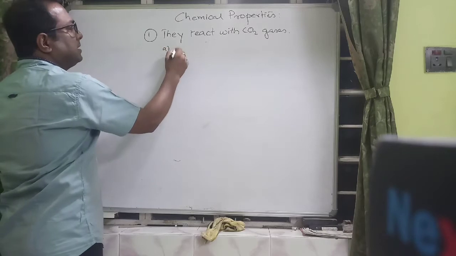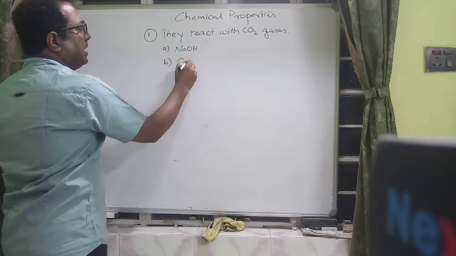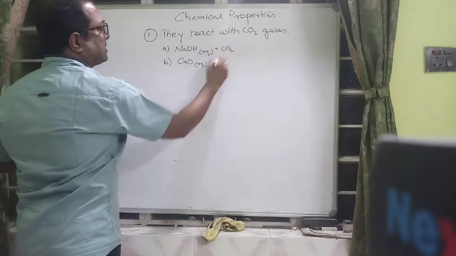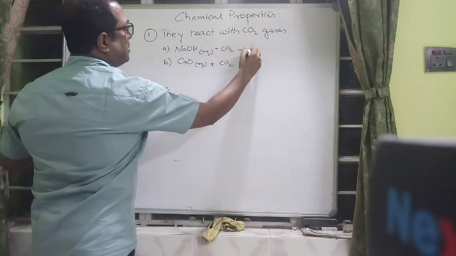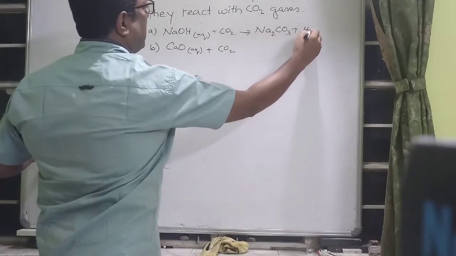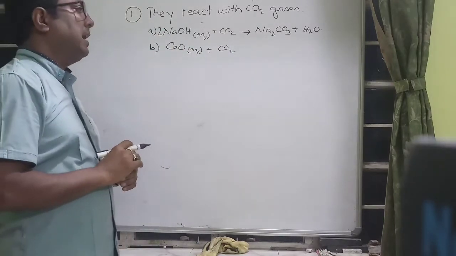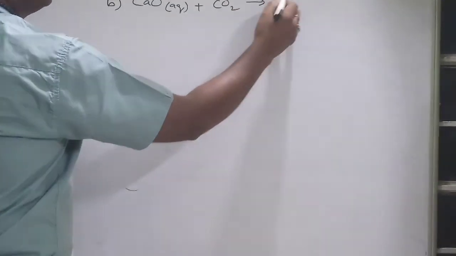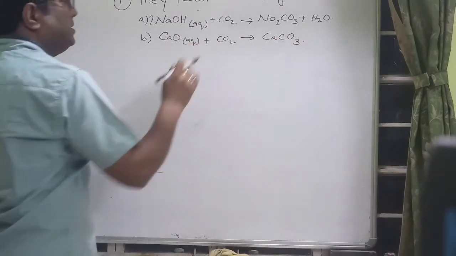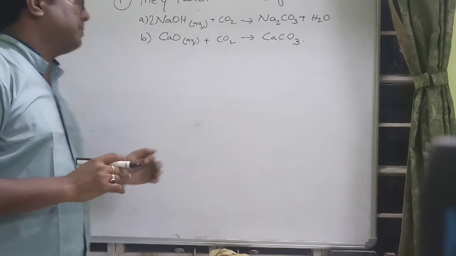See examples like NaOH and Ca(OH)2, aqueous, plus carbon dioxide, it gives sodium carbonate, Na2CO3, plus H2O. And similarly calcium hydroxide gives calcium carbonate. So students, you can see here that they react with carbon dioxide gas to form carbonates.